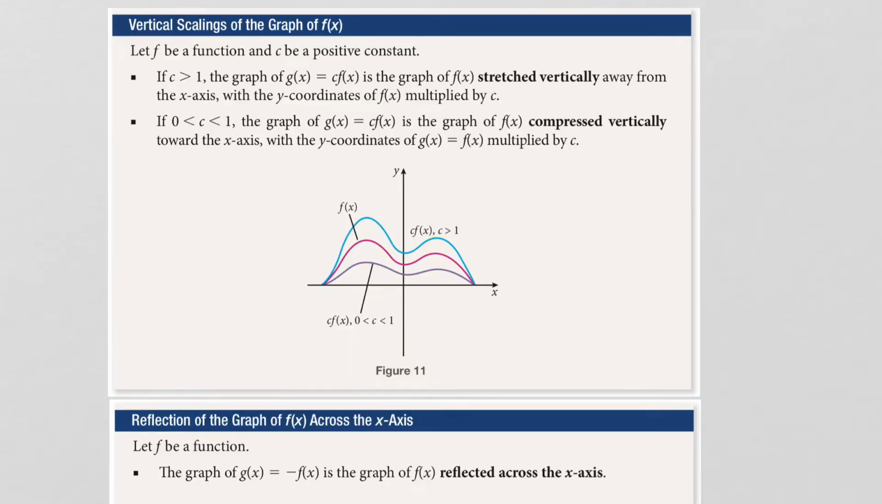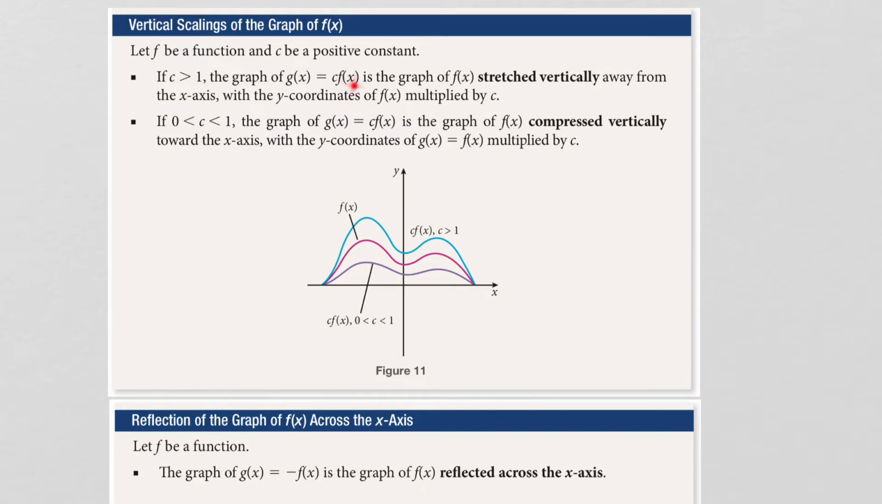Next, we're going to talk about vertical scalings of the graph of f of x. So if we know what the graph of f of x looks like, let's say f of x looks like this graph here, then if you take that function f of x and multiply it by a number, that is going to stretch the graph vertically if that number is greater than 1, and it's going to shrink that graph vertically if the number is less than 1.